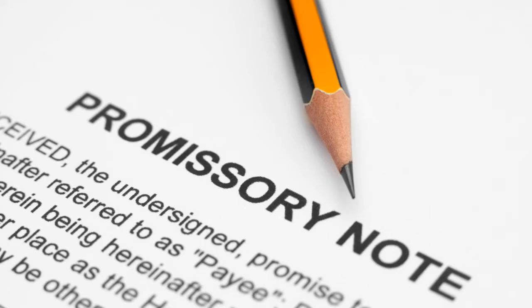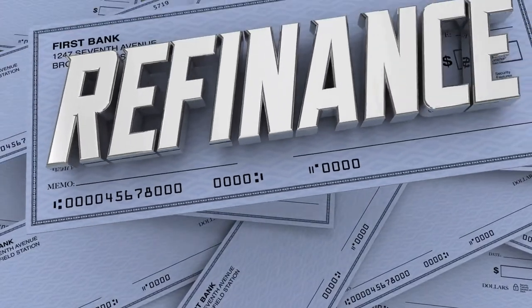At closing, a second lien promissory note and deed of trust must be signed by the applicant. This lien will be subordinate to the lender's lien on the property. However, the city will not further subordinate the loan unless the mortgage is being refinanced.